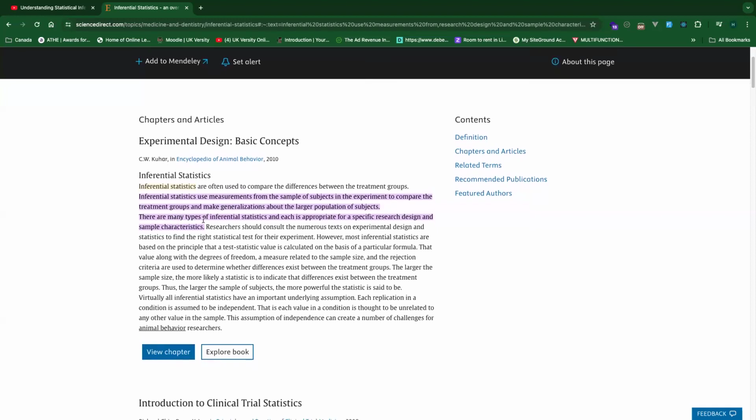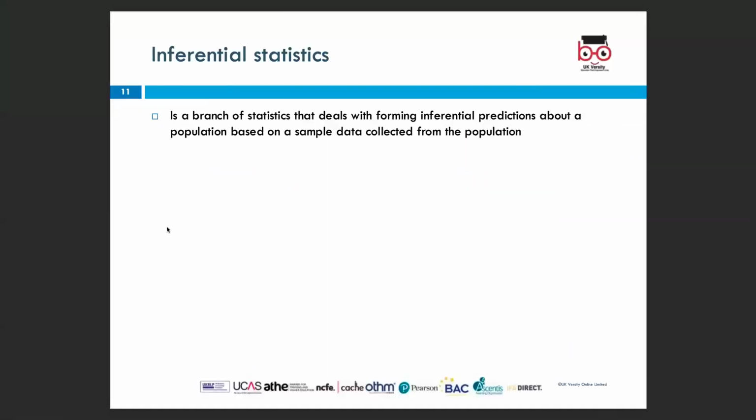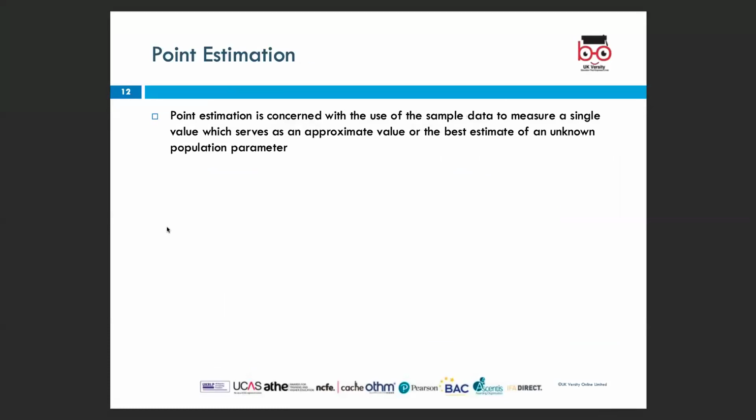There are many types of inferential statistics, and each is appropriate for a specific research design and sample characteristics. So we have point estimation. Point estimation is concerned with the use of the sample data to measure a single value, which serves as an approximate value or the best estimate of an unknown population parameter.